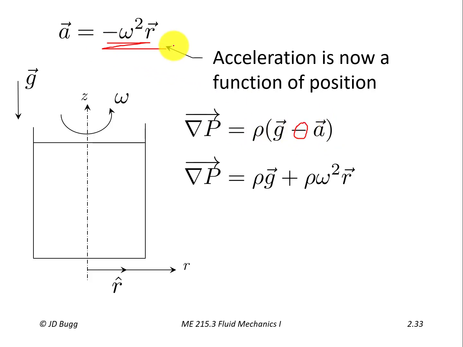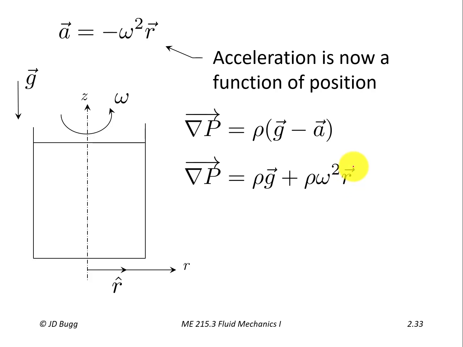So notice this negative and this negative have caused a positive to occur here when we combine those together. And again, we've distributed rho in here. So the pressure gradient now has these two components. This component is a constant. That doesn't change as we move to different places in the fluid, but this component is a variable. It does change as we move to different places in the fluid.